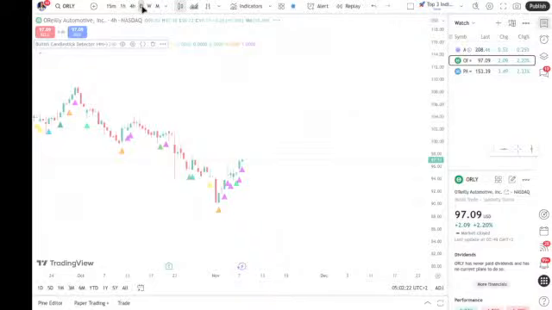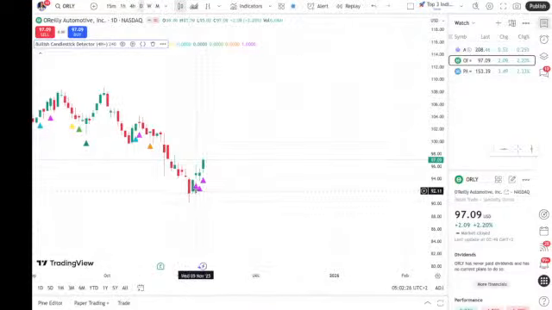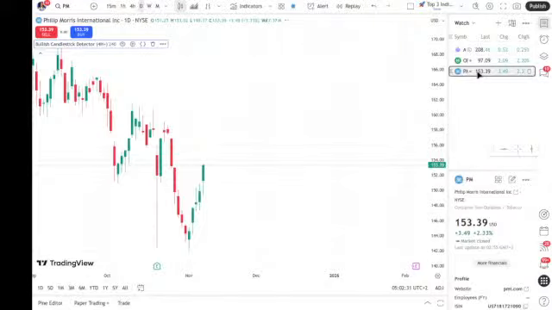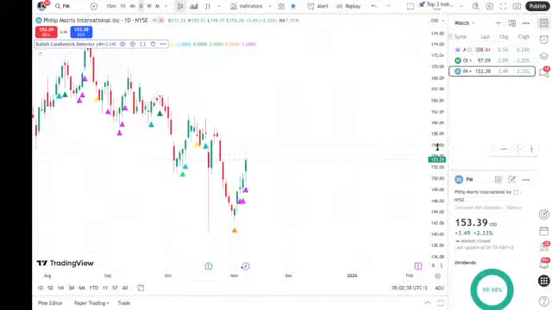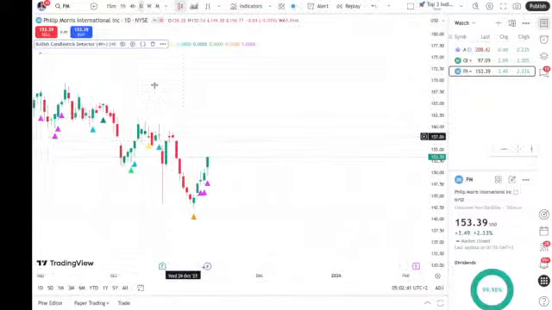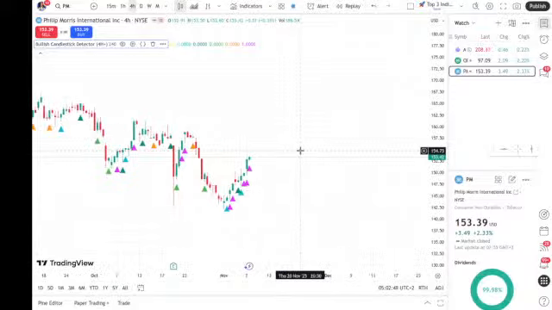So this is a very important pattern, because previously I couldn't detect it. So we have the three white soldiers here, which is awesome. Let's see if we can detect anything on this one. Okay, we also detected something here. It's the three white soldiers. So this is also a very good one to buy.